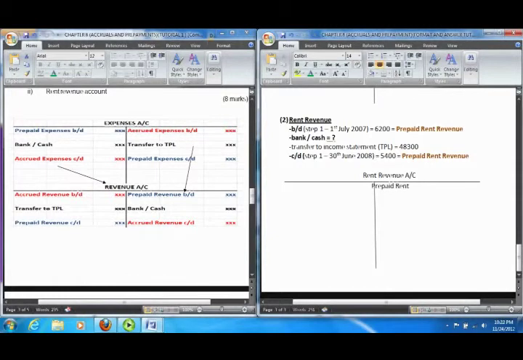Prepaid rent revenue. Why prepaid, class? Because based on the question, received in advance. Can I know the amount? Yes. You have extracted the amount, correct? The information. So you don't need to see the question. You only can see all the information that you have extracted just now. It is 6,200.